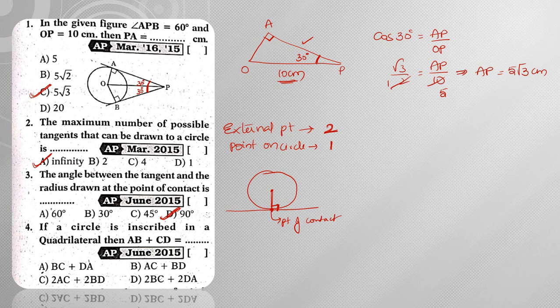Next, the fourth one: if a circle is inscribed in a quadrilateral, then AB plus CD is equal to how much? Here AB plus CD is nothing but the sum of two opposite sides. Now suppose I consider a circle, and this is my quadrilateral.